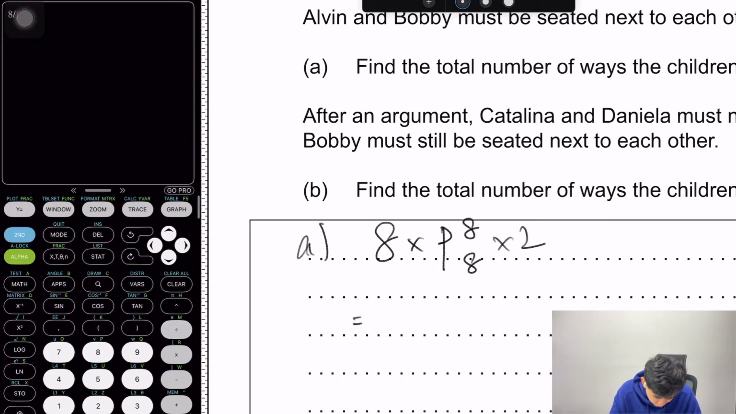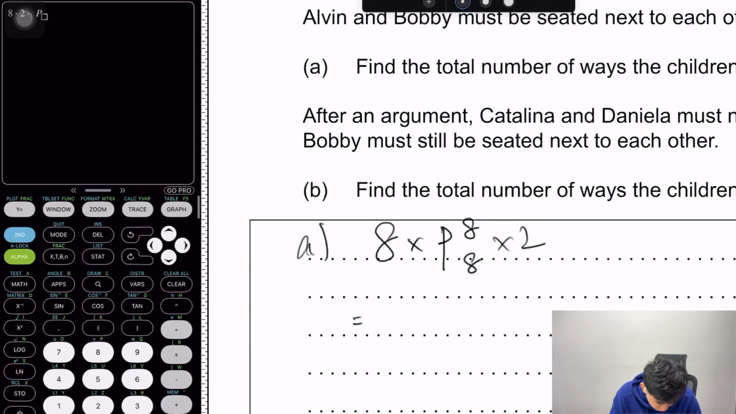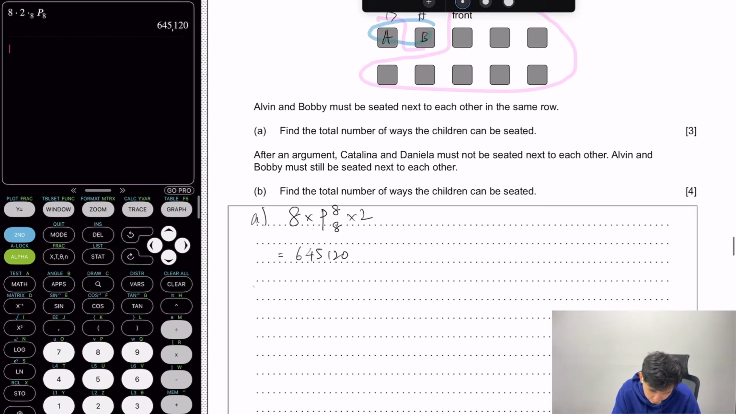We're going to have 8 times 2, times the permutation of 8 people. So we can then use the math numbers probability function, 8P8. Enter. So we have the answer of 645,120 ways to arrange them. Okay, make sense? So part B.